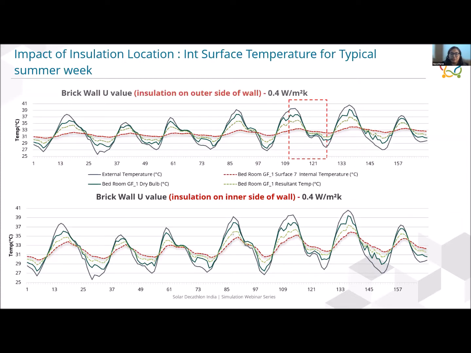Now the next step was providing insulation. Where should you provide insulation? Say if there is a brick wall, where should you provide insulation, on the outer side or on the inner side? So we did a very quick study to understand this. This is again for a naturally ventilated corridor. What we did was to understand where the location of the insulation should be.